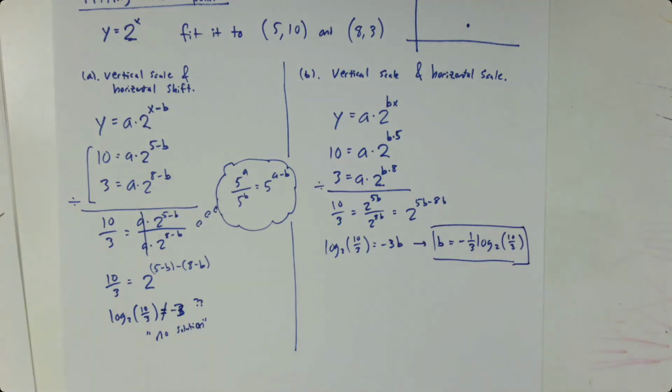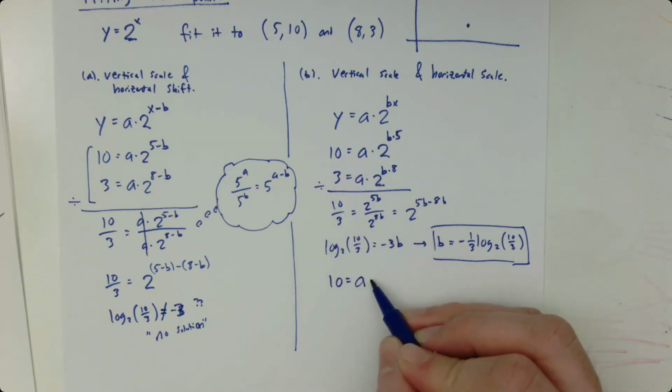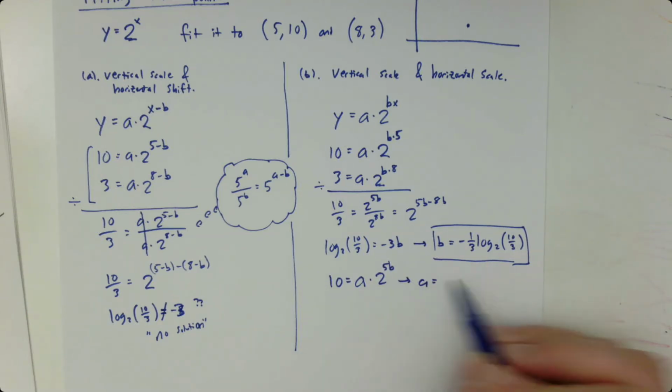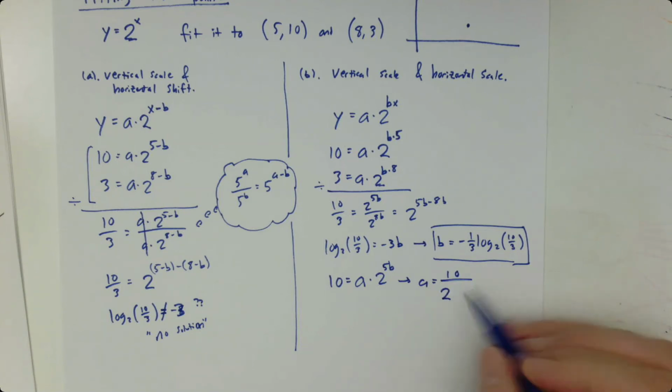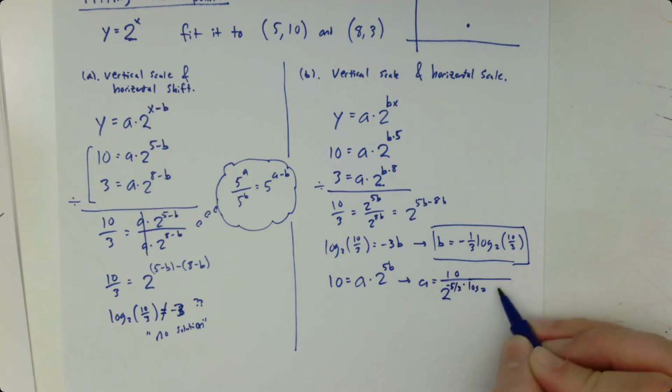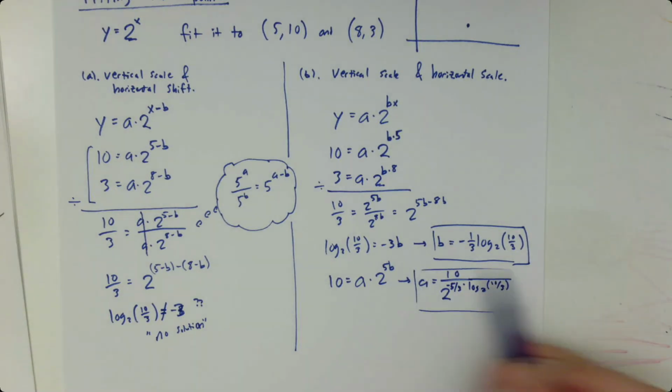Great. So now I have found my horizontal scale factor. Let's plug it back in here to find the vertical scale factor. So 10 equals a times 2 to the 5b. Let's divide by that. So a is 10 over 2 to the 5b. So I'll multiply 5 by this whole thing. So that'll be -5/3 log base 2 of 10/3. So that's come out not the prettiest.